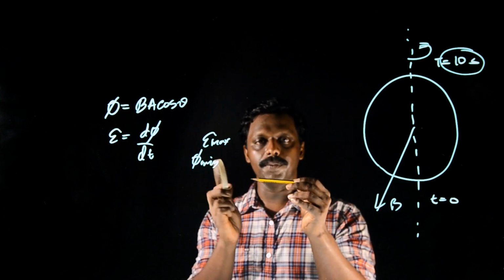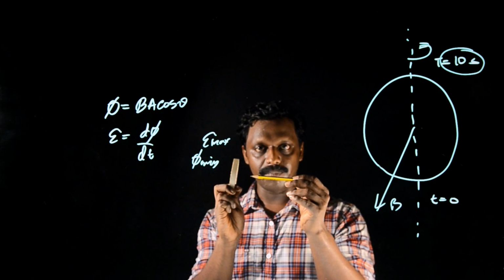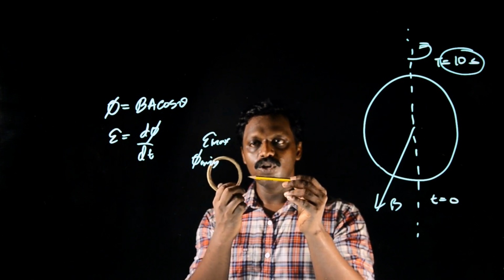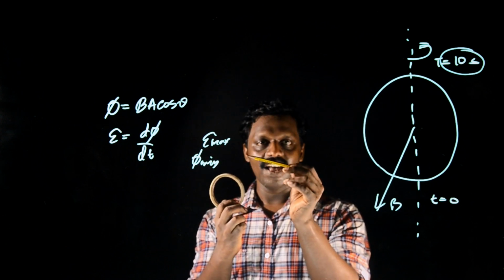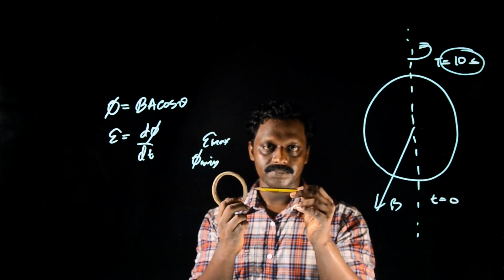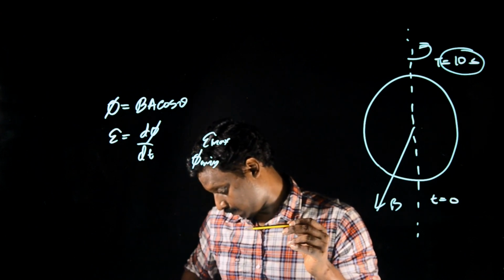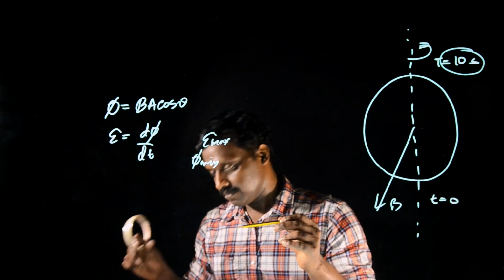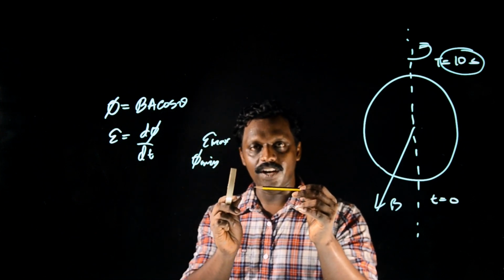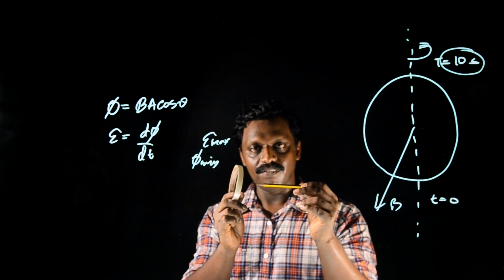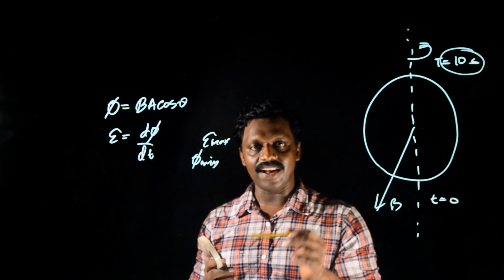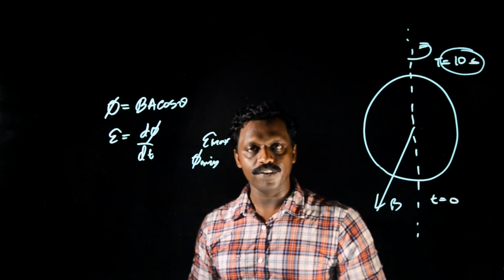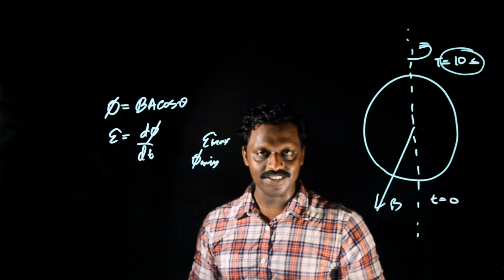So now the flux is minimum, so the flux change is maximum, that is from a maximum value to 0 value. So induced EMF will be maximum at 2.5 seconds when the flux is minimum. And similarly, induced EMF will be minimum when the flux is maximum while it rotates through another 90 degree, and that is at 5 seconds. So the answer is option 4, 2.5 second and 5 second.